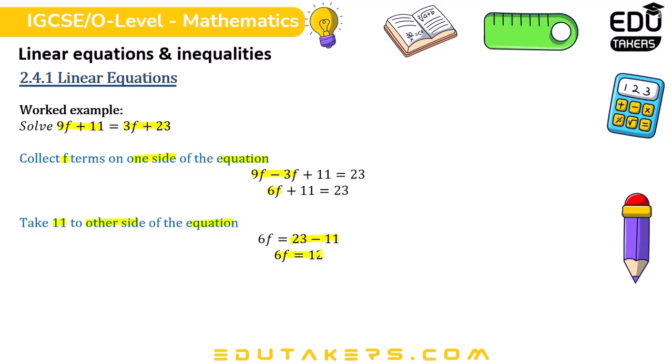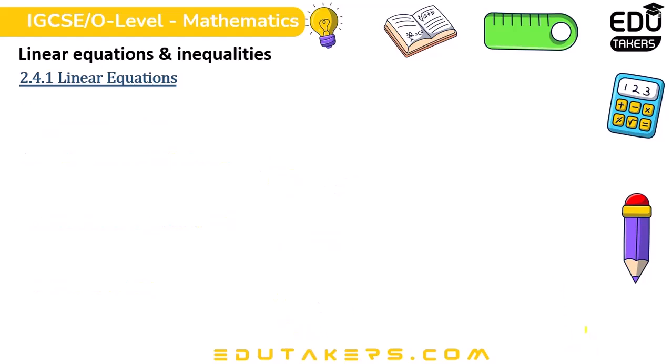So 6f equals 12. Now divide both sides by 6. It will be 6f over 6 equals 12 over 6. Now this 6 will be cancelled with this one, and this will be 6 times 1 and 6 times 2 is 12. So f is equal to 2. The solution is f is equal to 2.